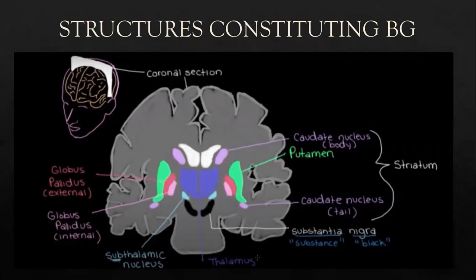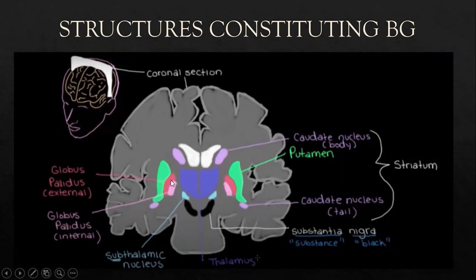Structures. First we'll see the anatomy or the structures constituting the basal ganglia. This is a coronal section of the brain. Important structures which we are going to be seeing today are the putamen and caudate nucleus. This is the body of the caudate nucleus, and this is the tail of the caudate nucleus and putamen. Together, these three are called the striatum.